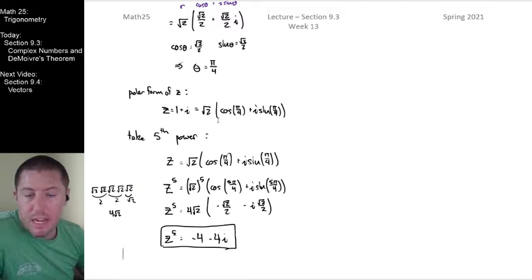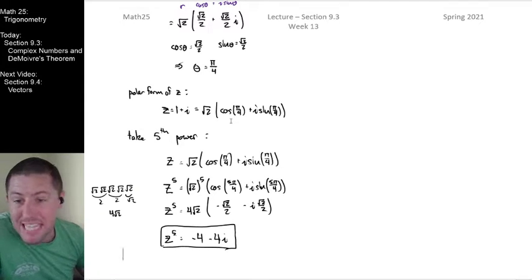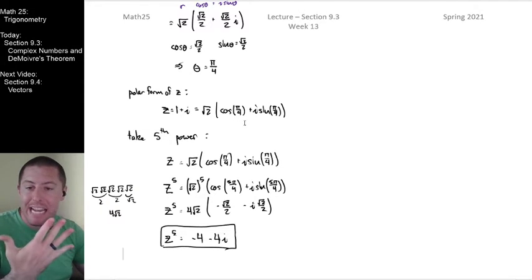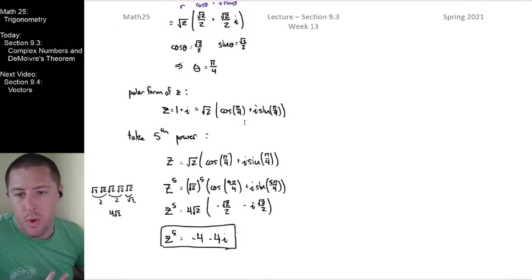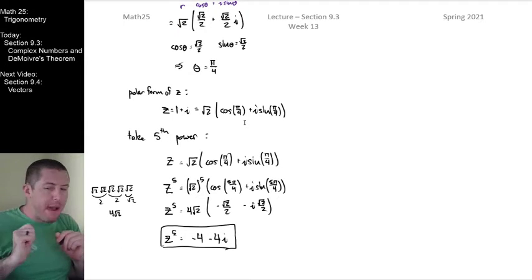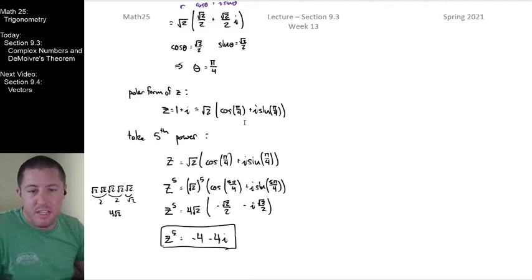Square root of 2 times cosine of pi fourths plus I sine of pi fourths is not simple, but it's where our arithmetic is simple. So it's harder to state it. It's easier to do things with it in polar form. So we get into polar form to do the math, and then we get right back out of polar form again, because standard form is just the easiest one to read.